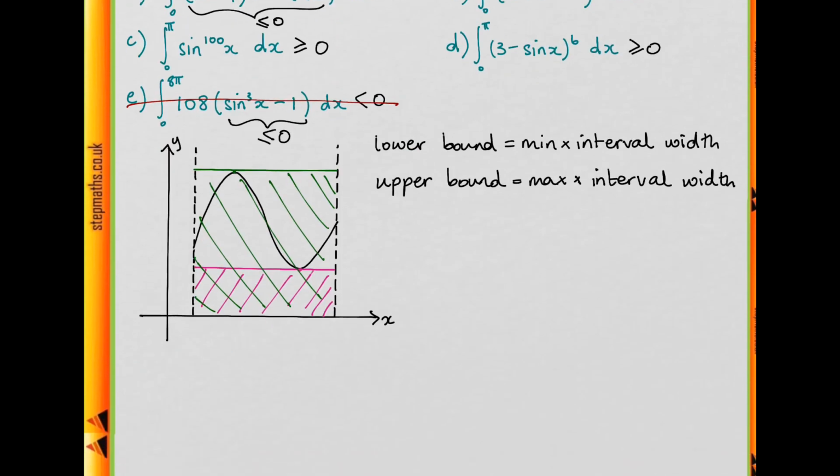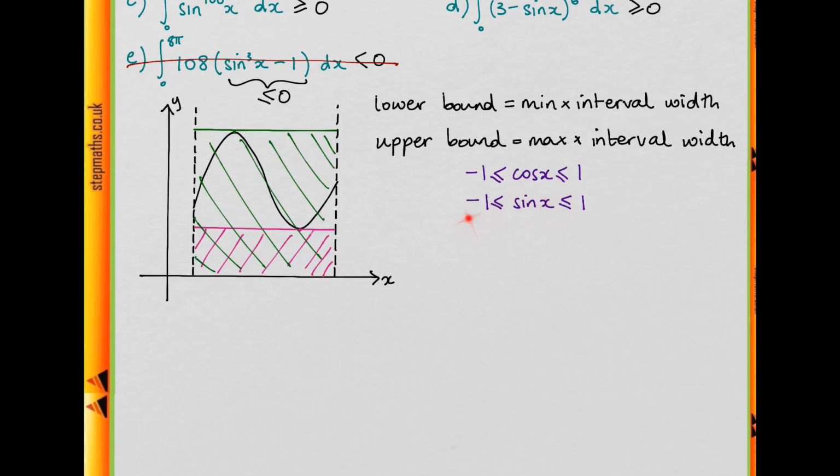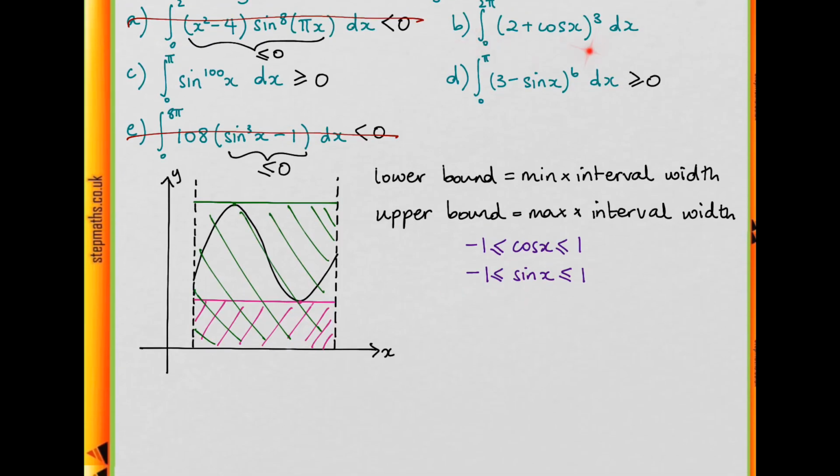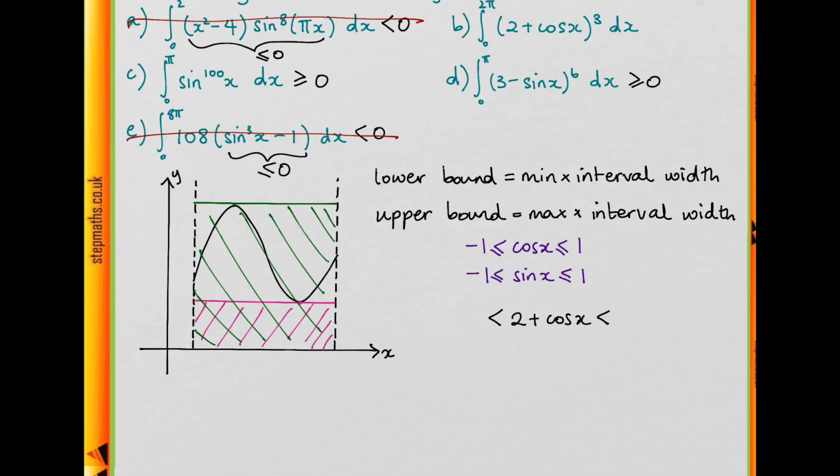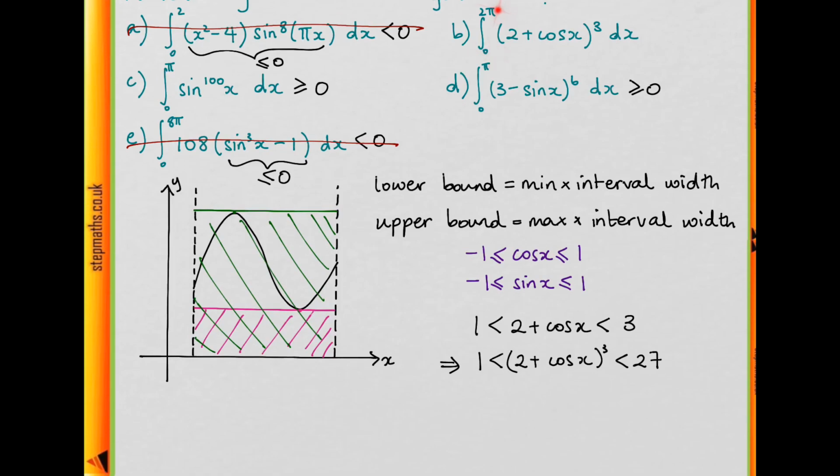So starting with b, cos x and sin x both take values between minus 1 and 1. So for b, 2 plus cos x is going to be between 1 and 3, and so 2 plus cos x cubed is going to be between 1 and 27. And the width of our interval is 2 pi, so our integral, which I've just written as b to save writing the entire thing out, its minimum is going to be 1 times 2 pi, so 2 pi, and its maximum is going to be 27 times 2 pi, which is actually 54 pi, not 27 pi, sorry.